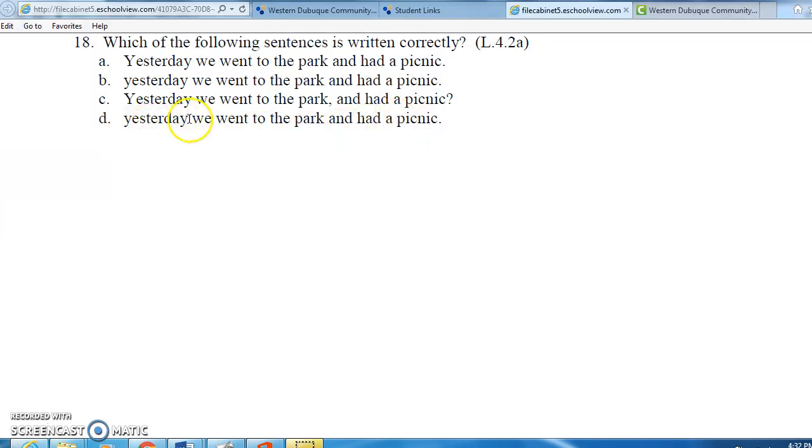Or D, yesterday we went to the park and had a picnic. That is the end of quiz 1.